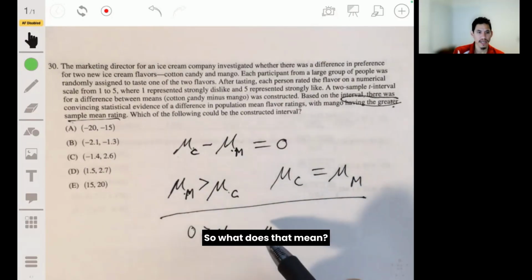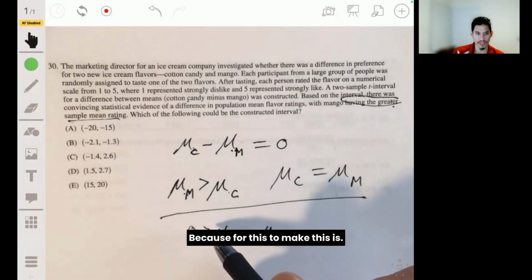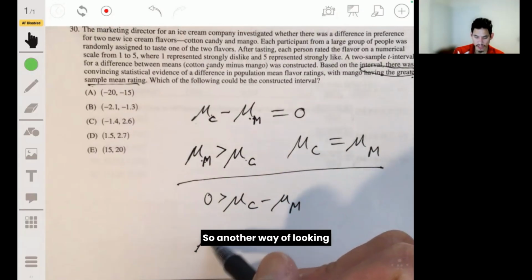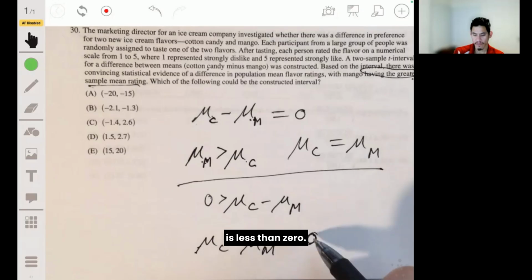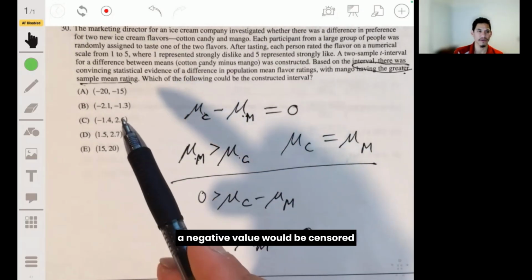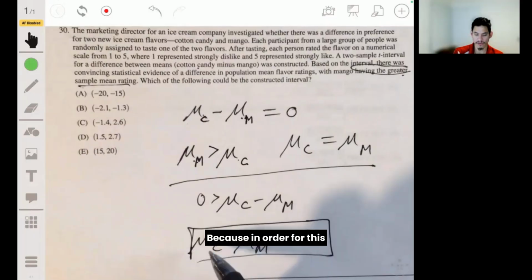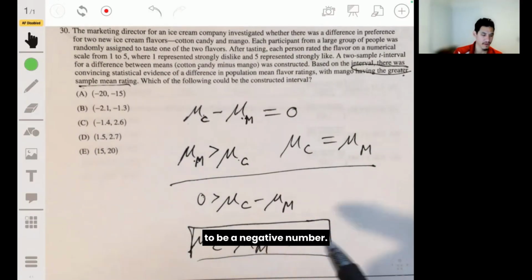So what does that mean? This is a negative number. Another way of looking at this is mu sub c minus mu sub m is less than 0. We want to see which of these would have a negative value, because in order for this to be true, it has to be less than 0, or it has to be a negative number.